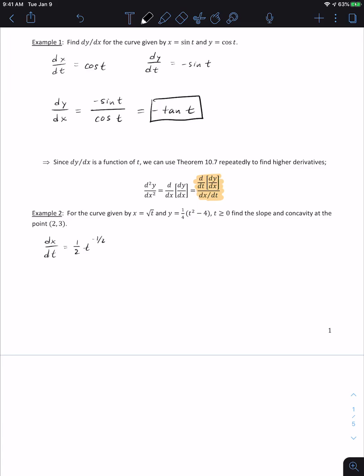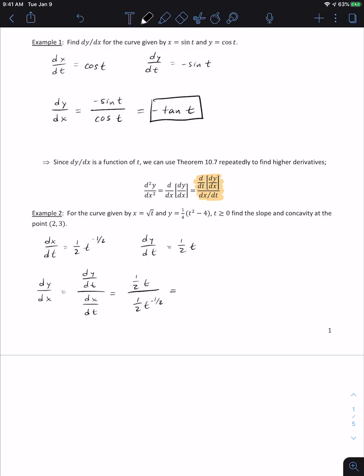And then I want to find the derivative of y, so dy/dt is going to be, if I multiply this out, 1/4 t squared minus 1. So I would bring the 2 down, so I end up getting 1/2 t. Right? So that means that dy/dx, which by definition is dy/dt over dx/dt. So dy/dt is 1/2 t. dx/dt is 1/2 t to the negative 1/2.